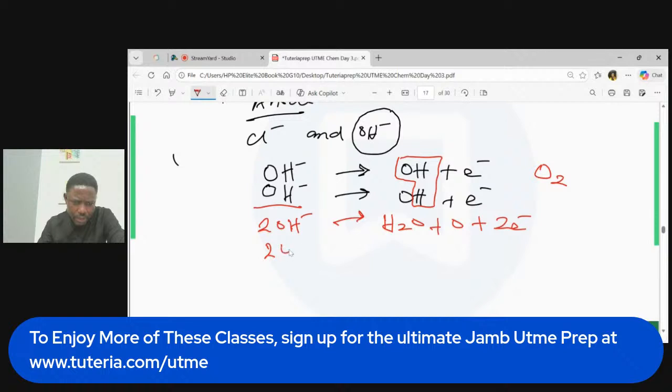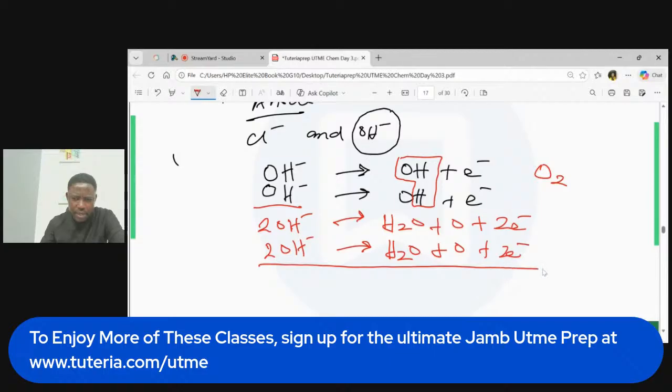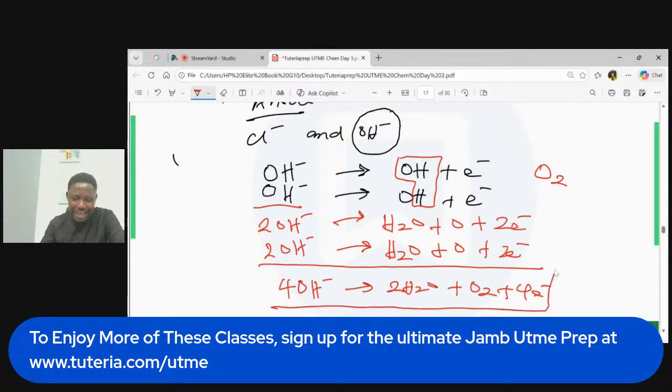So I'm writing another 2OH minus. Many students find this very difficult, but it's very, very simple. Let me just show you this. When you add these two OH minus together, you don't cram this, because if you cram it, you will forget it. So 4OH minus will give you 2H2O plus O2 plus 4 electrons. Okay, so this is the equation now at the anode.